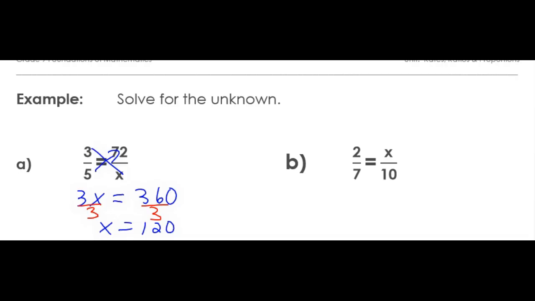So I'm going to cross-multiply. 7 times x gives me 7x. 2 times 10 gives me 20. These numbers are not so friendly. There's no number that I can multiply 7 by to give me 10. So I'm probably going to end up with a decimal when I solve this. So cross-multiplying was a great choice.